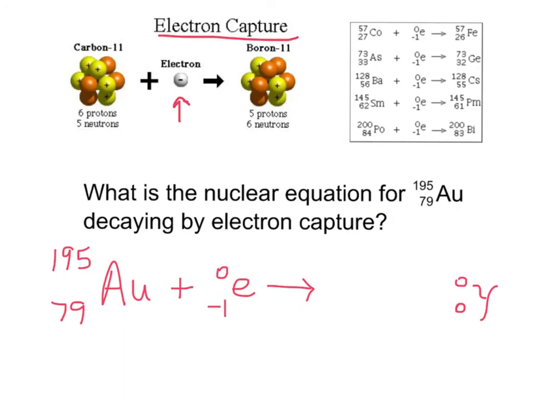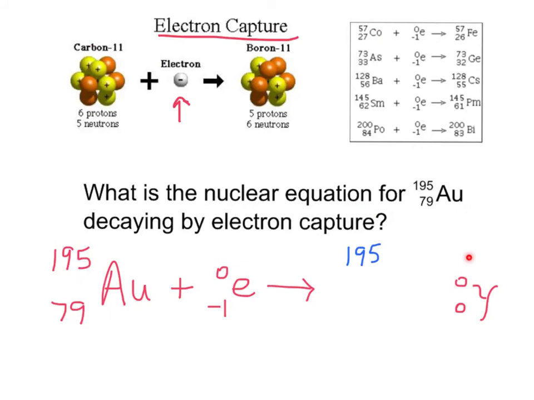Okay, I wrote the basics for our equation, the gold-195, electron capture, so the electron goes on the left side of the equation. There's some gamma ray being produced there that you can write. And what is the other nuclide that will be produced? Well, I know that the mass will have to be 195 because I have 195 for the mass on this side plus 0, and I have no mass over here, so I have to have 195 for the mass.